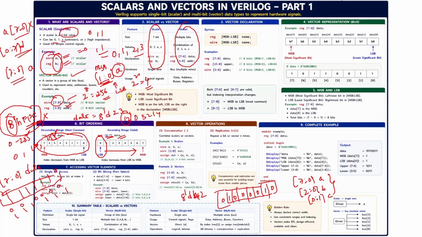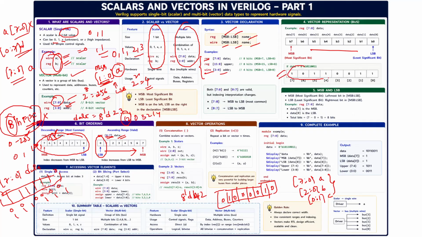Remember, these are vector declarations: from MSB to LSB, then the name. In this way I am representing different examples. I can take wire or reg. This is the width, the capability to store 8-bit values from MSB to LSB, and this one is LSB to MSB, where different values can be stored.